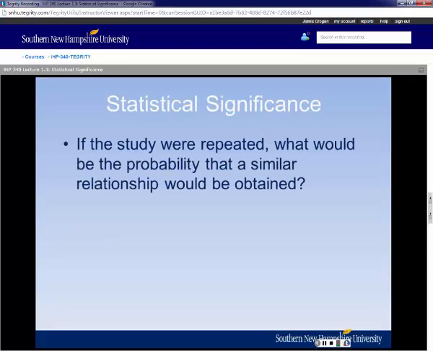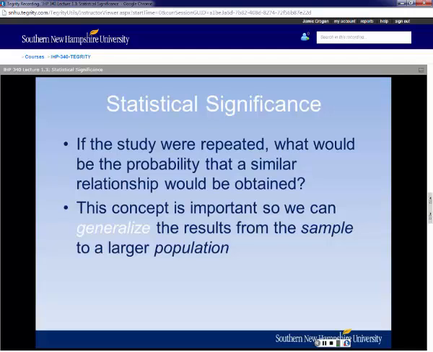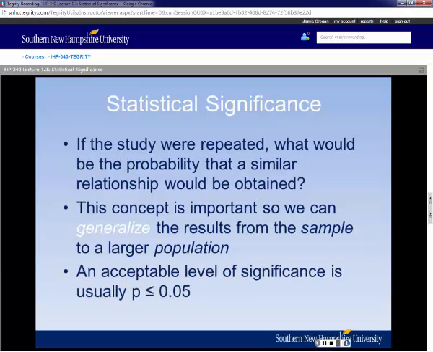This is where statistical significance comes into play. What is statistical significance? Well, if a study were repeated, what would be the probability that a similar relationship would be obtained? This concept is very important because we are trying to generalize the results from the sample to the population, and of course we don't want to be wrong. An acceptable level of significance is p less than or equal to 0.05, and so we need to talk about what this actually means.